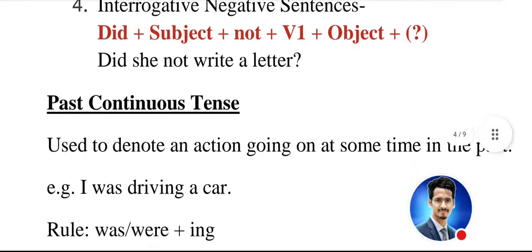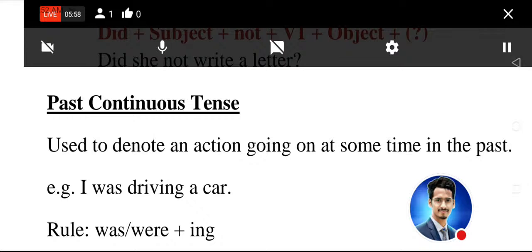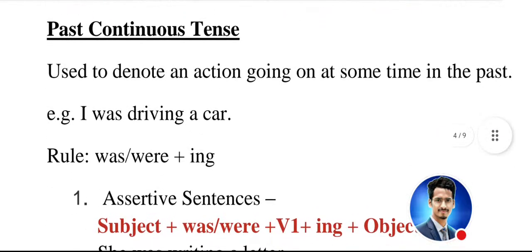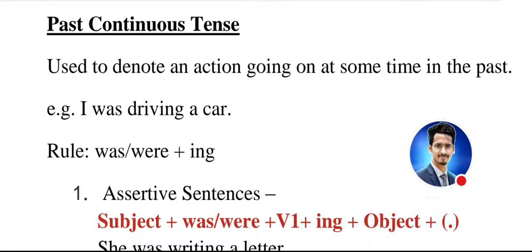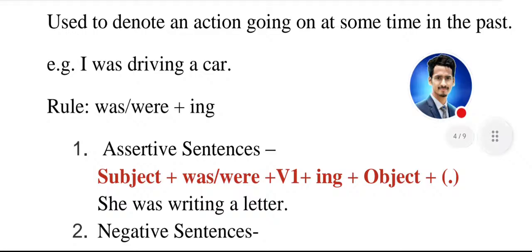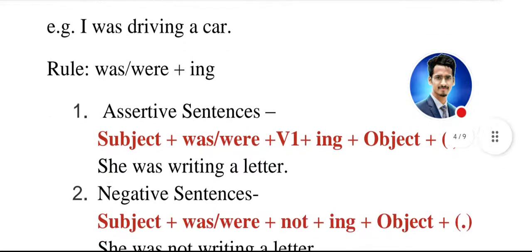So let's go to the next tense, which is past continuous tense. You use it to denote an action going on at some time in the past. So I was driving in the past. And you can see was, were plus ing is the rule of this tense. Assertive sentence: subject, then you have to use was, were.